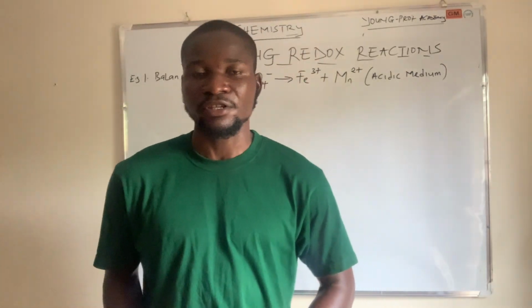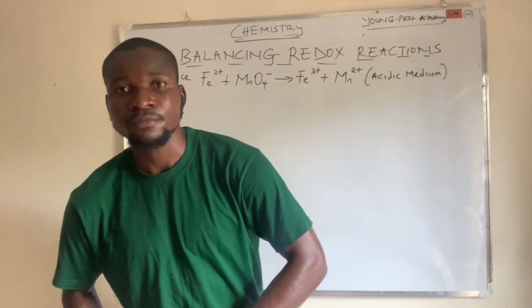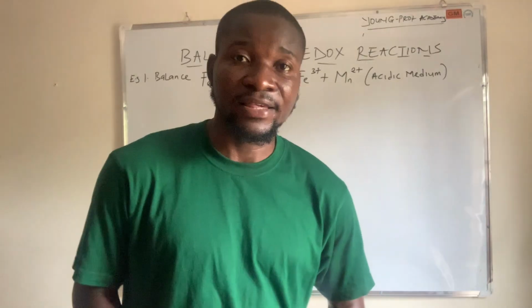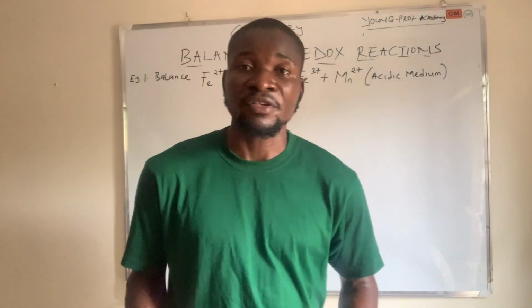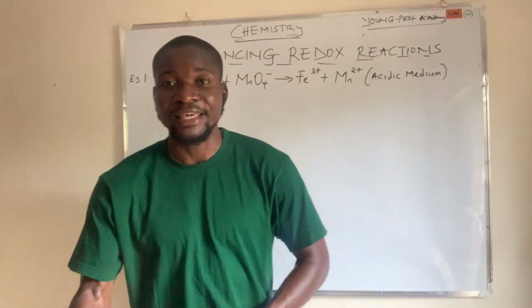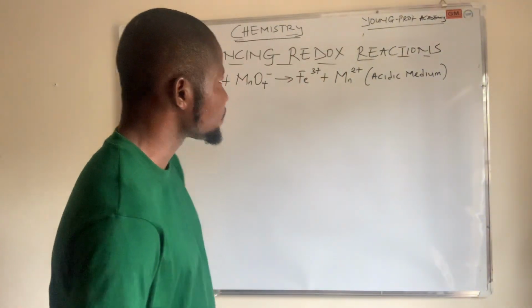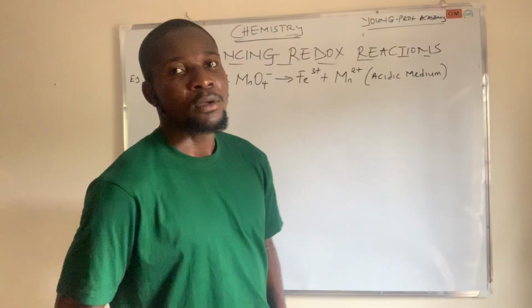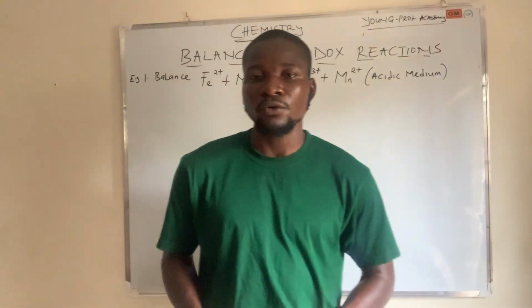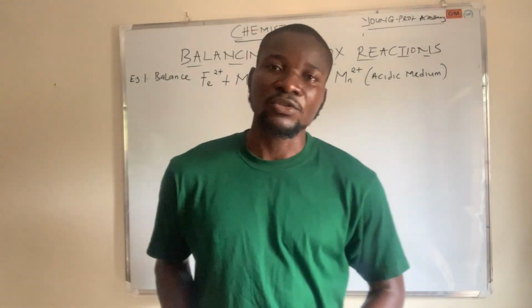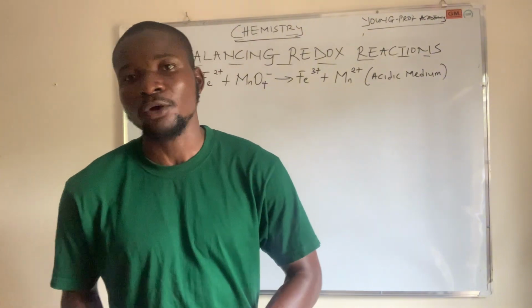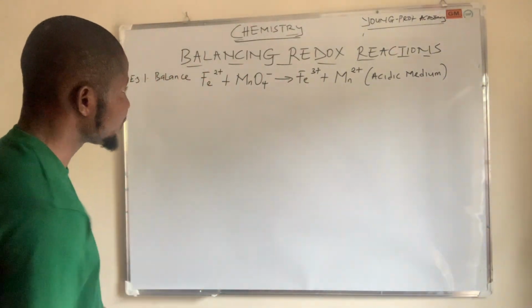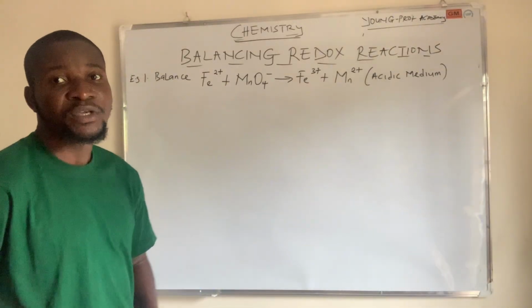And when it's a decrease in oxidation number, that element is undergoing reduction and that element itself is an oxidizing agent, which means oxidation and reduction reactions involve a gain and loss of electrons. So today we are going to be balancing redox reactions. Now, before I start, I want to recall your attention to the rules that we use when assigning oxidation numbers to a particular element, because they are also applied in balancing redox reactions.